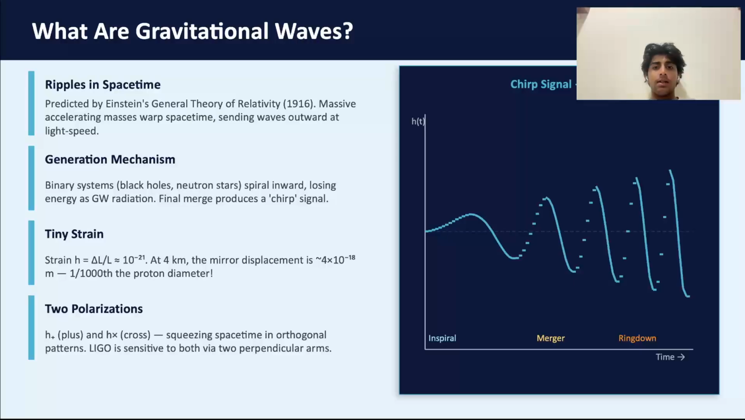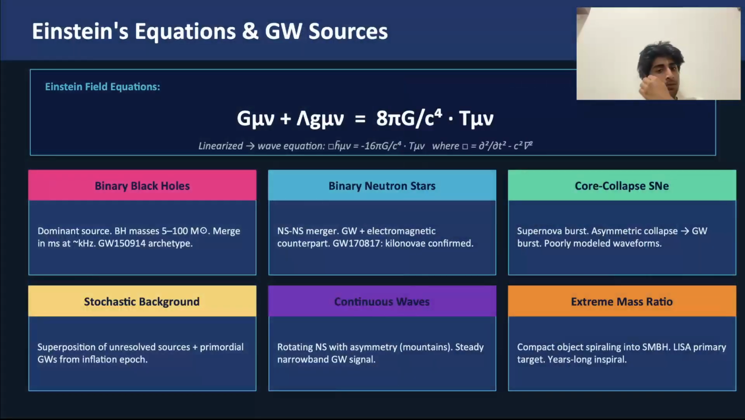Now let's understand Einstein's equations, which led him to understand what gravitational waves are in the first place. Einstein's field equations are 10 coupled nonlinear differential equations relating curvature to mass and energy. When we linearize them, a wave equation drops out, where radiated power is proportional to the third time derivative of the mass quadrupole moment, that is, asymmetrically accelerating mass. A perfect sphere spinning in place radiates nothing. Two black holes spiraling towards each other radiate enormously.